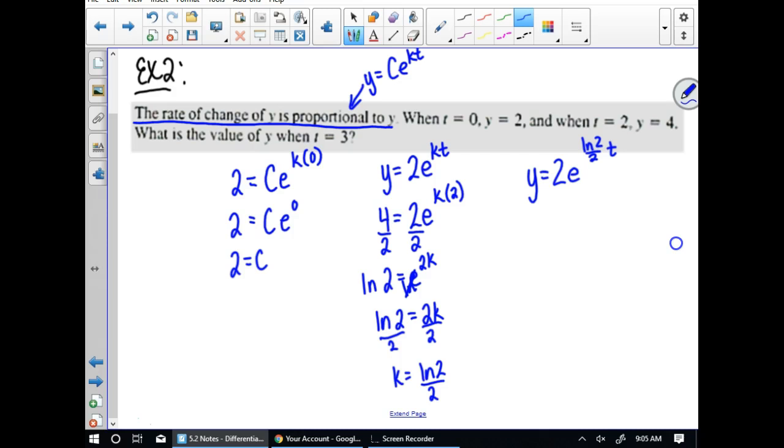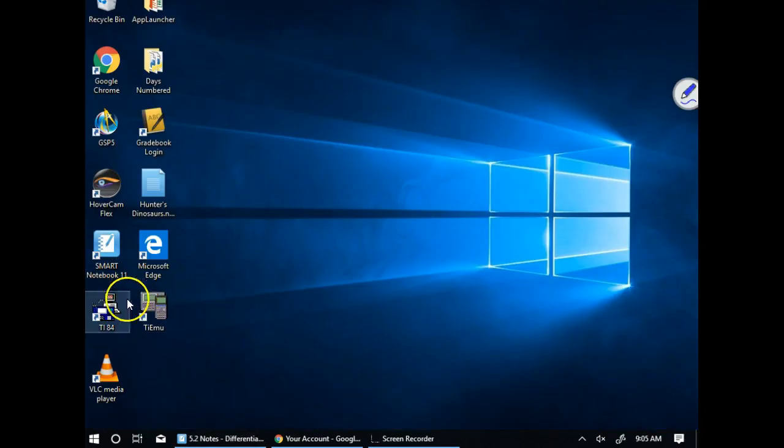And then the last thing it says, what is the value of y when t equals 3? So now we can just plug in 3. So we get y equals 2e to the natural log of 2 over 2 times 3. And at this point, we'll definitely grab our calculator and type that in.